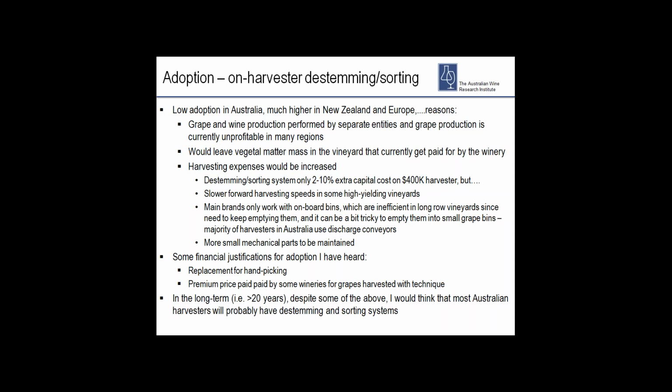I think in the longer term, despite some of the costs of using the on-harvester destemming and sorting systems that I've discussed, systems evolve and market conditions change, so it's probably likely that a much larger proportion of Australian harvesters will end up having an onboard destemming and sorting system.